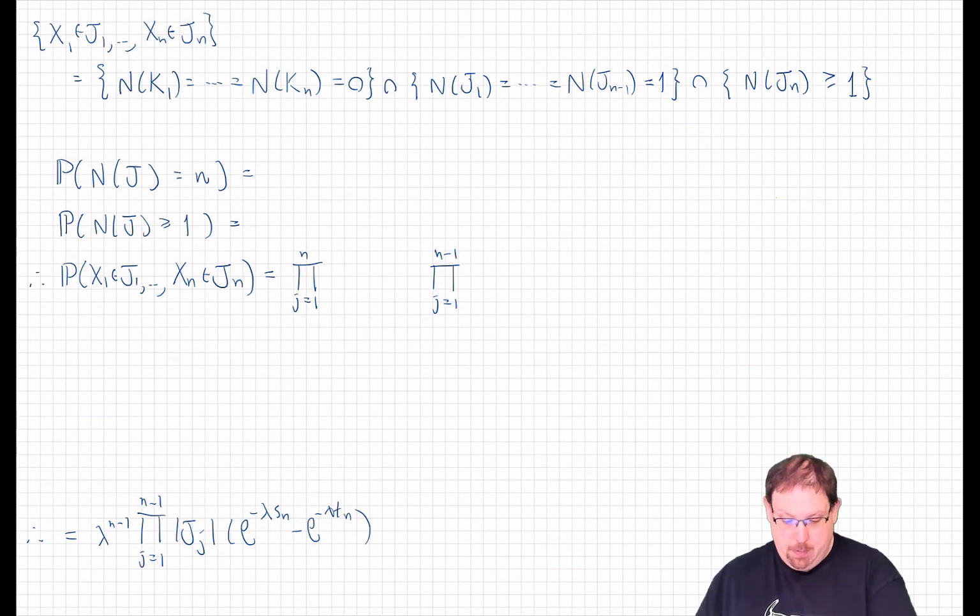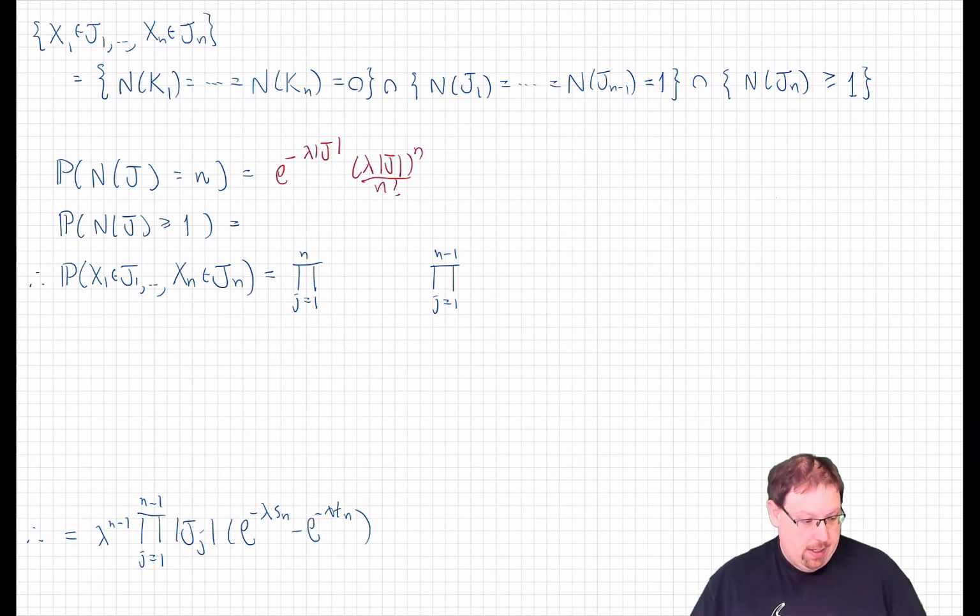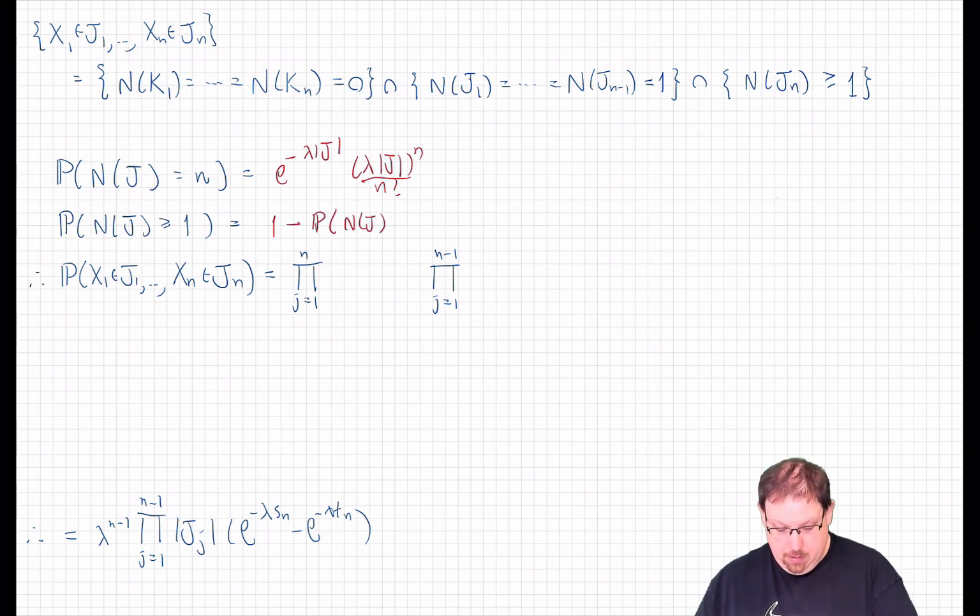And so that means that the probability that N of J is equal to any positive integer n is e to the minus lambda length of J times (length of J times lambda) to the n divided by n factorial. Now we can sum those up as well and note that therefore the probability that the increment N of J is greater than or equal to 1, well, that's 1 minus the probability that it's 0. But plugging in n equal to 0 in this formula tells us that this is just 1 minus e to the minus lambda length of J.